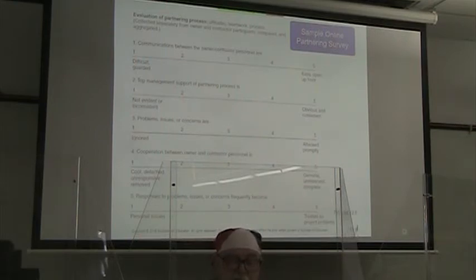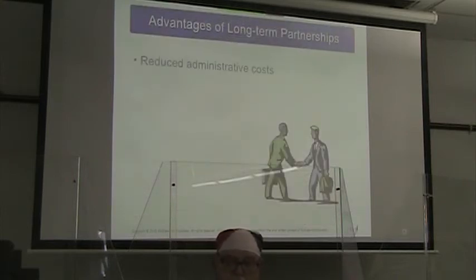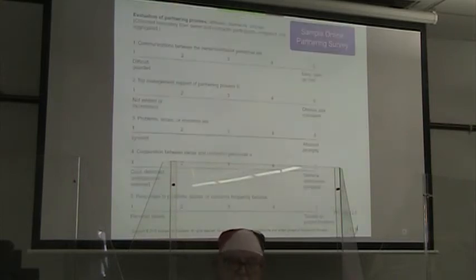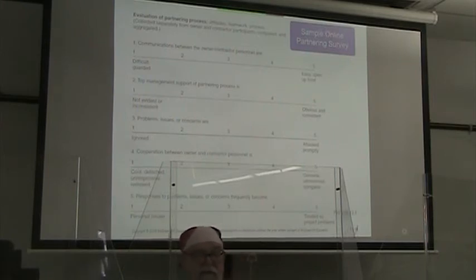4, cooperation between the owner and the contractor personnel is 1, is cool, detached, unresponsive, and removed. That goes up to 5, which is genuine, unreserved, and complete. All right. And finally, 5, responses to problems, issues, or concerns frequently become 1 is personal issues, and 5 is treated as project problems.